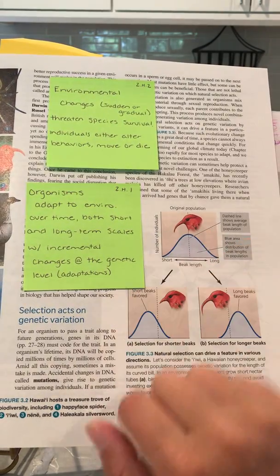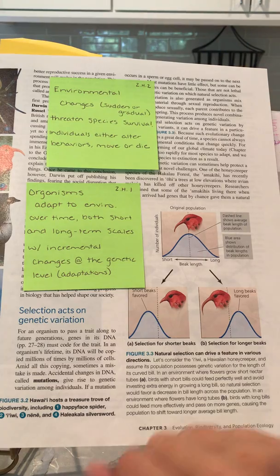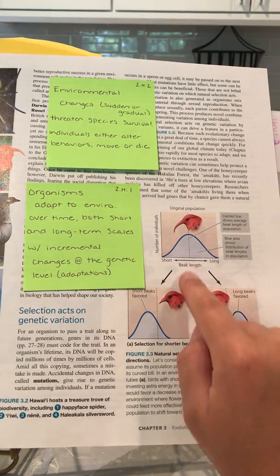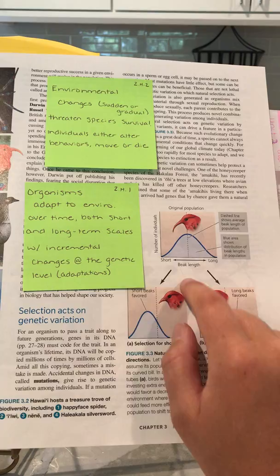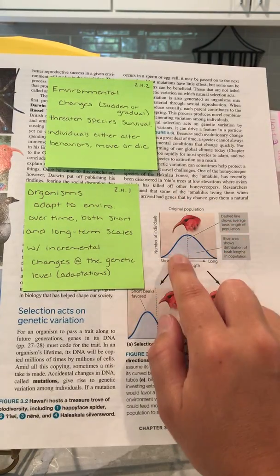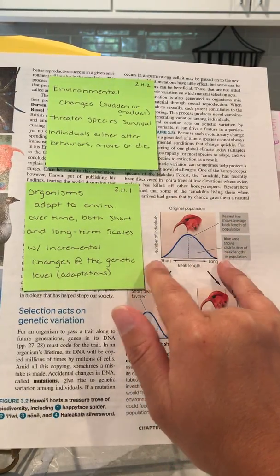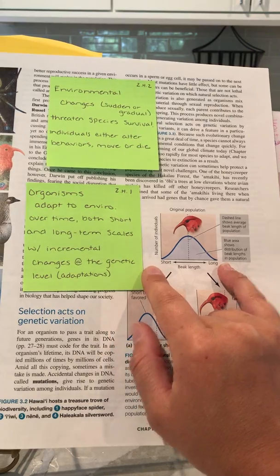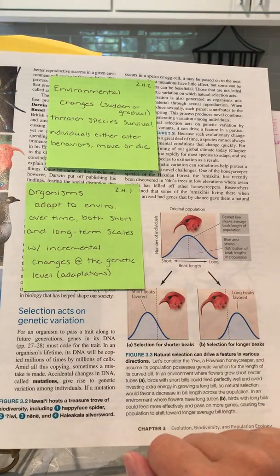So if we take a look at this population, we see a higher number of individuals with a medium beak length. They are being selected for, while the individuals with short or long beaks are actually being selected against, and that's why the numbers are changing.